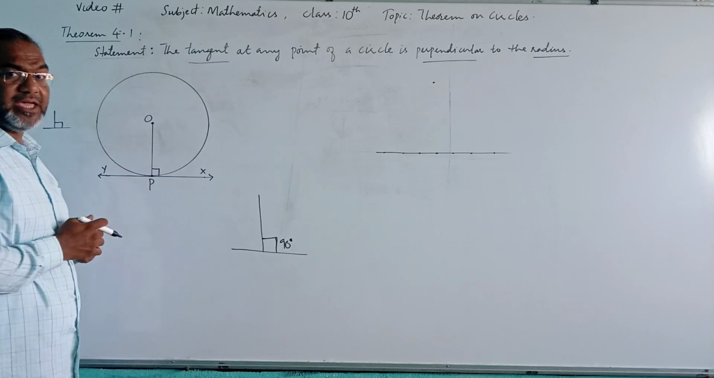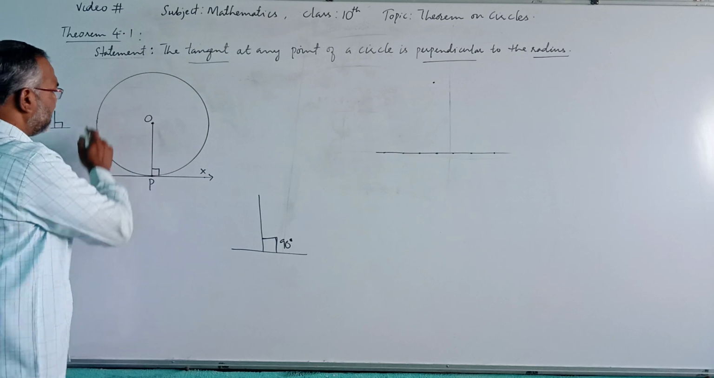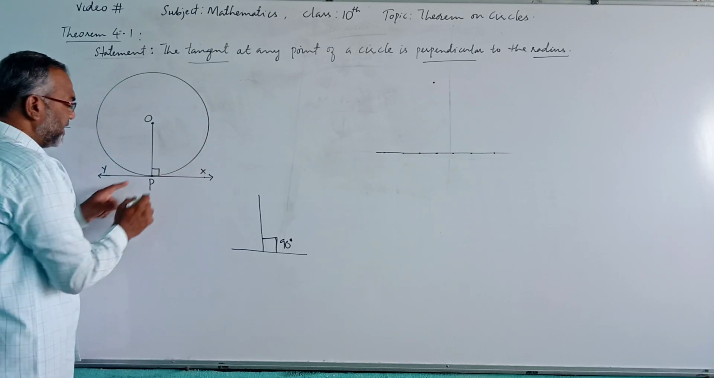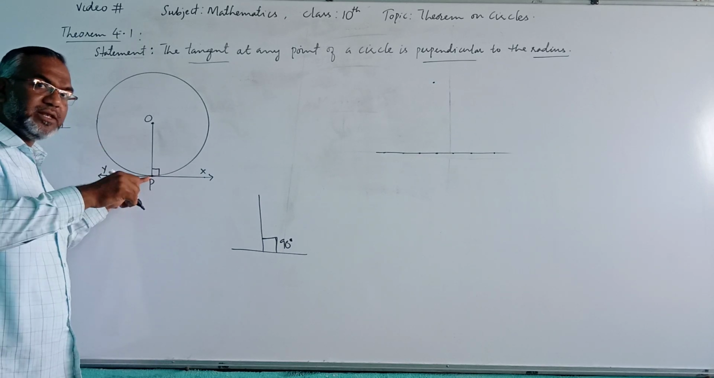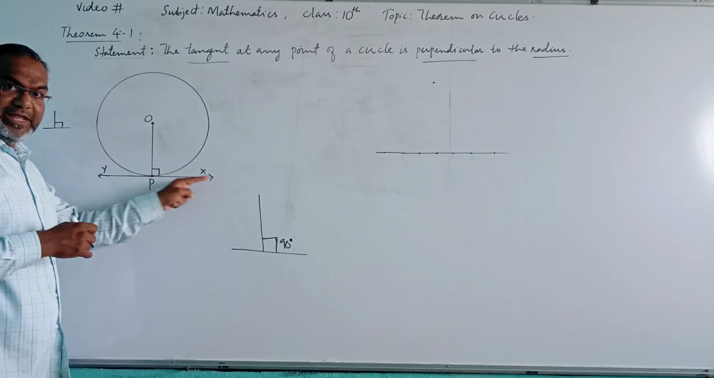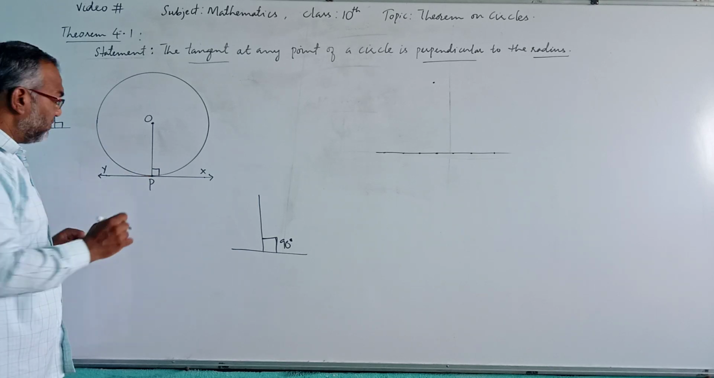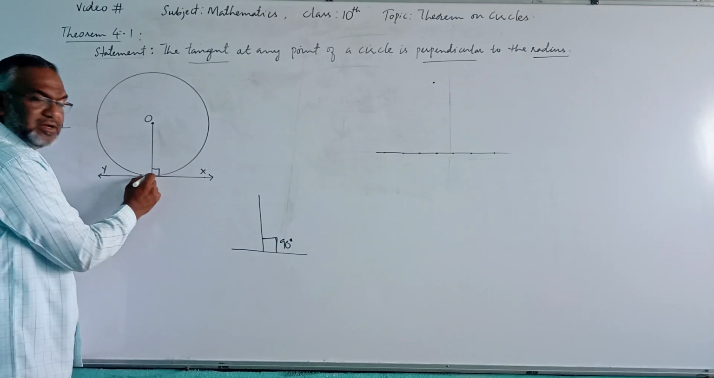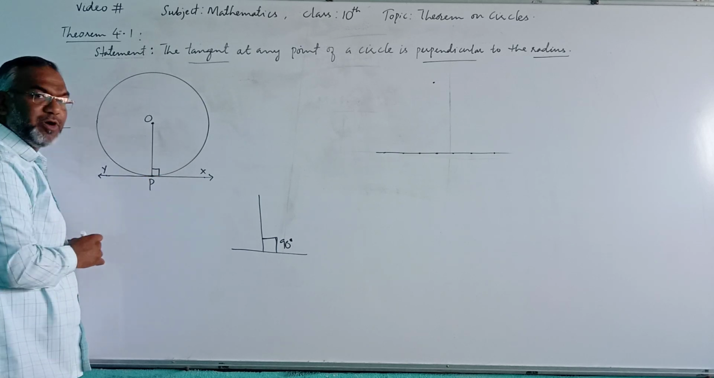What does the statement say? Tangent xy at any point of a circle. This is tangent at point P of the circle. P is a common point. P is a point on the circle and P is also a point on the line xy. So P is the point of contact where the tangent and the circle meet, cut, intersect each other.